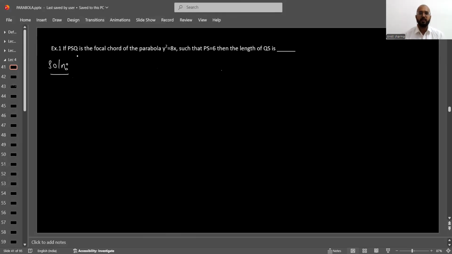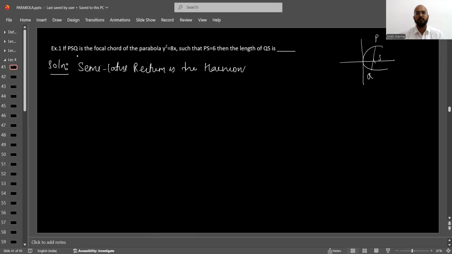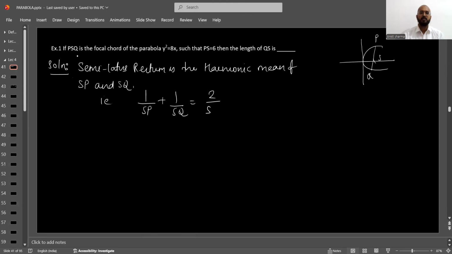So PSQ is the focal chord of the parabola y square is equal to 8x, so that PS is equal to 6, and then the length of QS is required. So we know that if I have a parabola here, and this is my focal chord PQ, and this turns out to be S, then we know that the semi-latus rectum is the harmonic mean of SP and SQ. So that is 1 over SP plus 1 over SQ is equal to 2 over semi-latus rectum.